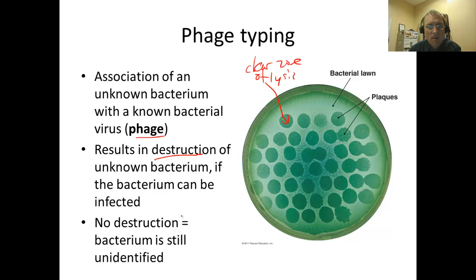The problem is that if we set up a phage typing with a bunch of different known phages and an unknown bacterium and we observe no destruction at all, my bacterium is still unidentified. And so, much like the serological test, if we end up with no positive results at all, we still don't know what our microorganism is.